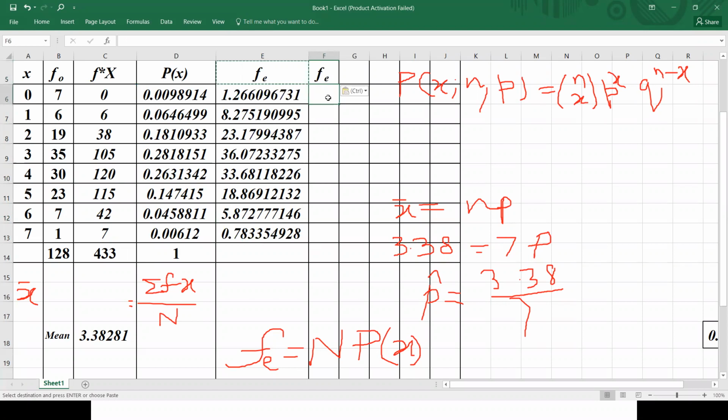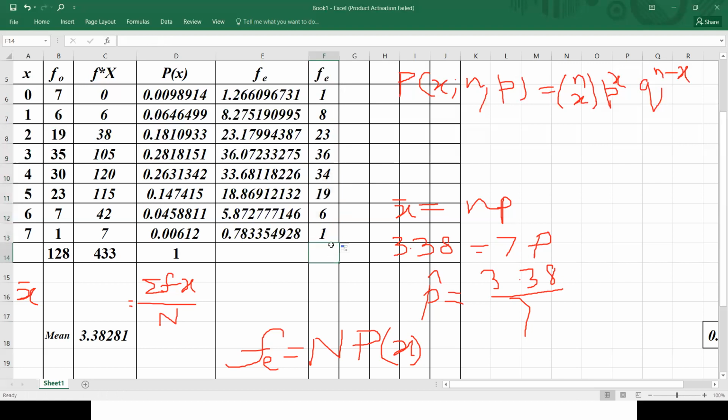1.26 can be represented by 1, 8.2 can be represented by 8, or we can use the round function. The round function is used as round in the bracket. We have to specify the number which is to be rounded, then a comma, then how many digits we are going to round to. 0 digits, means it is 1. Now it is 8, now it is 23, then 36, then 33 becomes 34, and then 18.8. This is wrong, not correct, 36 is to be copied here, 34, then the remaining in the same way.